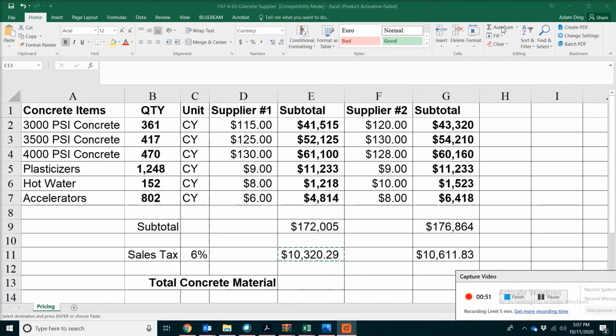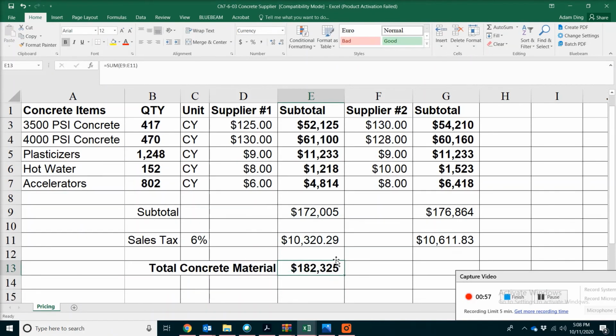Go ahead and summarize the subtotal with the tax. Now we're getting the quote for ready mix and accessories, with the tax included. Do the same thing for the other supplier, and now you can see who is actually low.